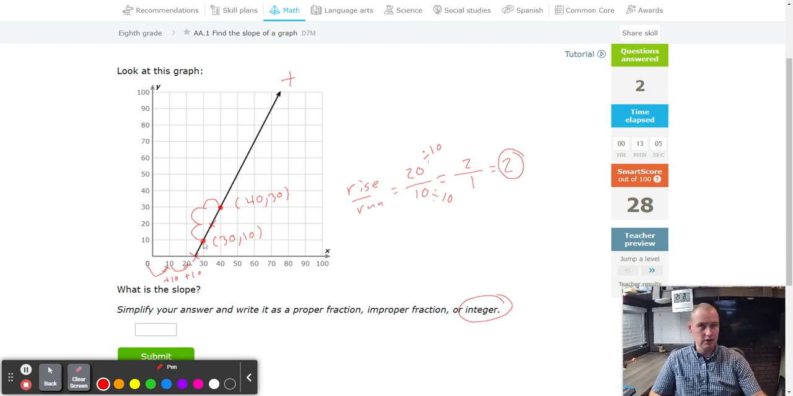Now, the calculator is not going to tell you how to count. And the calculator is not going to tell you that these boxes are by 10. So that's the part that I'm really looking for you to do on your own. All right, let's go ahead and put in our slope of 2. Nice.